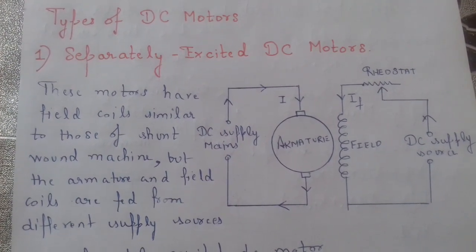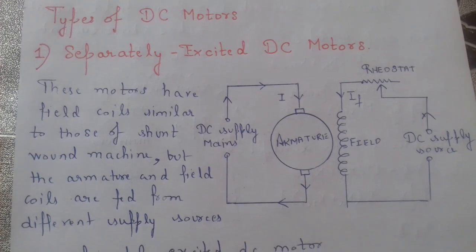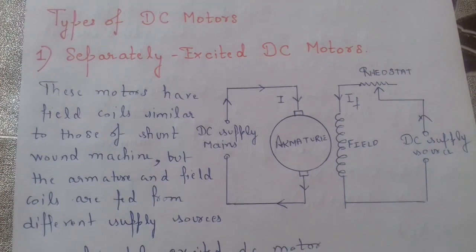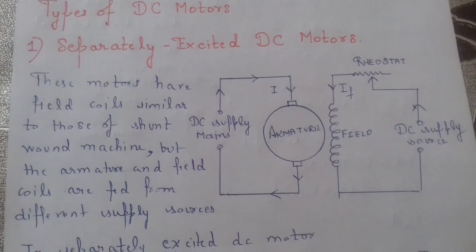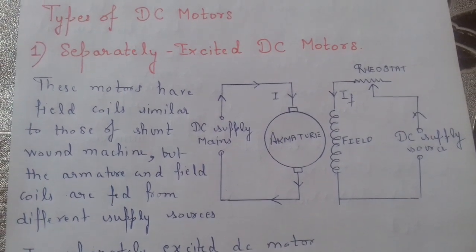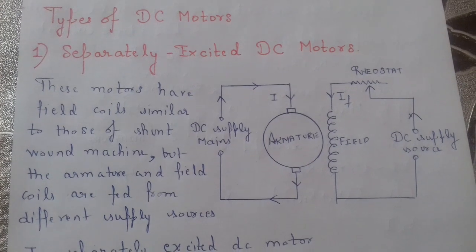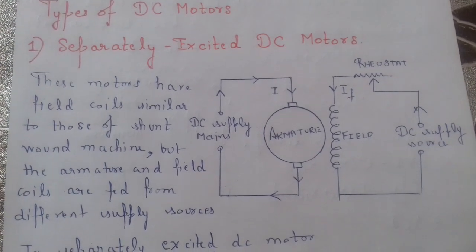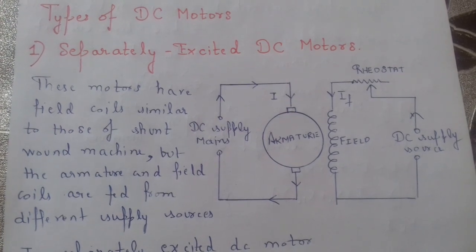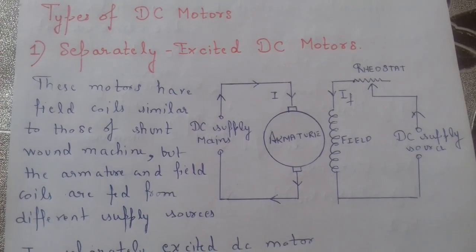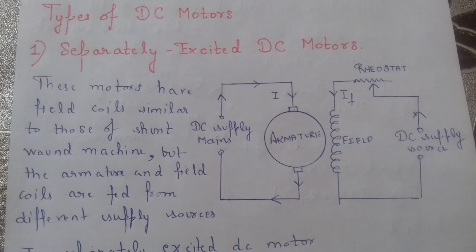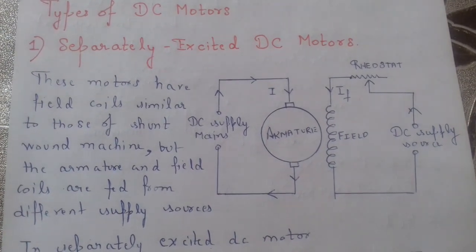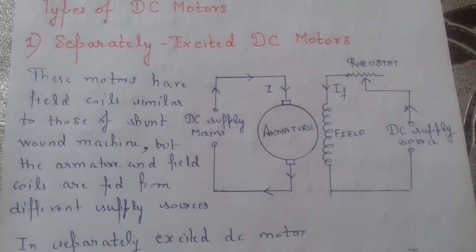We are starting again today with the separately excited DC motor. In a separately excited DC motor, the field winding is excited by a separate DC source and the armature is applied with another DC supply. So these motors have field coils similar to those of a shunt wound machine, but the armature and field coils are fed from different supply sources, as you can see in the circuit diagram.